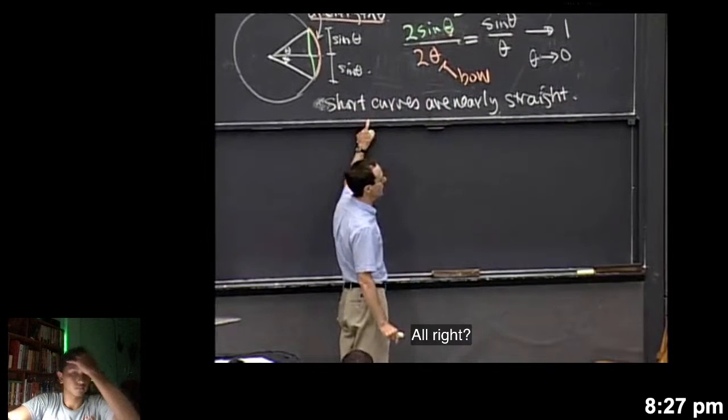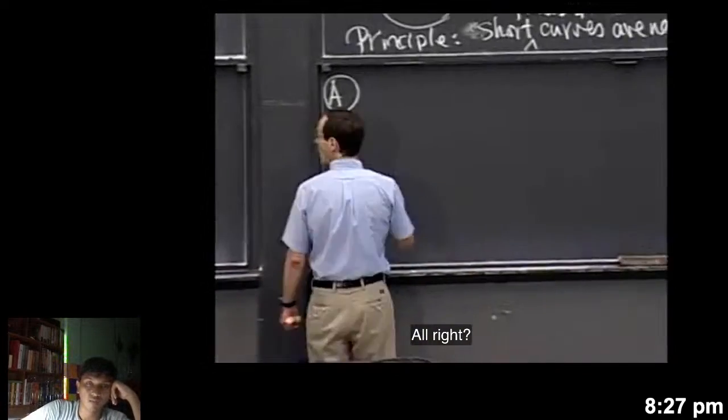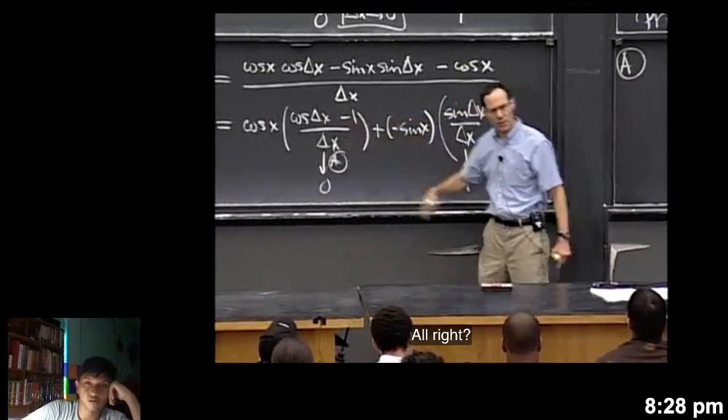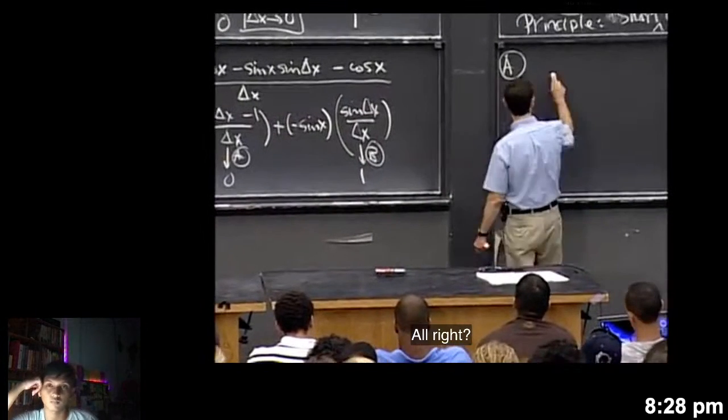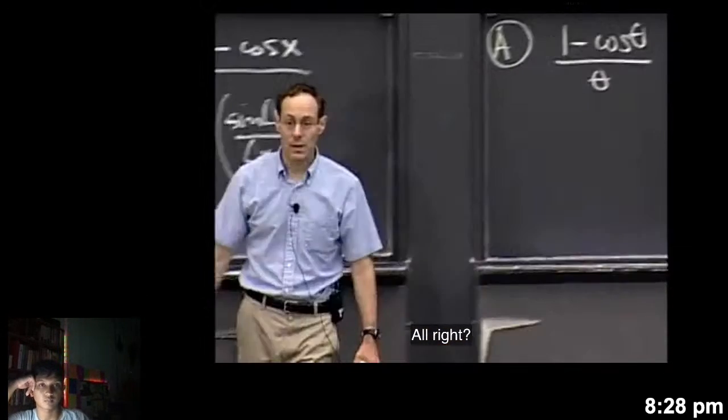are nearly straight. All right, so now I'm going to do this by flipping it around, because it turns out that this numerator is a negative number. If I want to interpret it as a length, I'm going to want a positive quantity. So I'm going to write down 1 minus cosine theta here, and then I'm going to divide by theta there. All right? Again, I'm going to make some kind of interpretation.